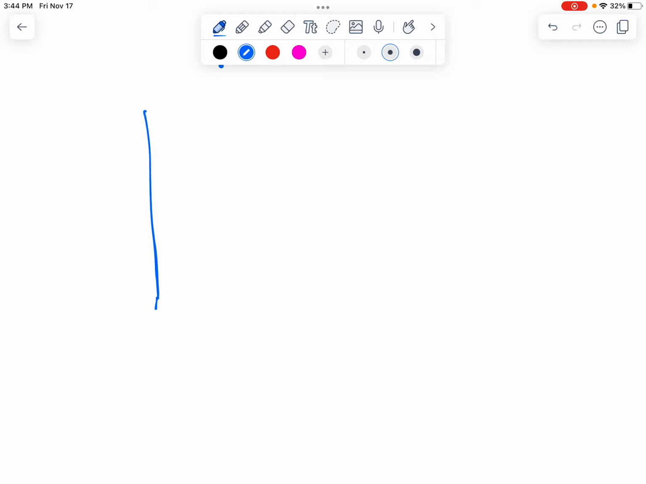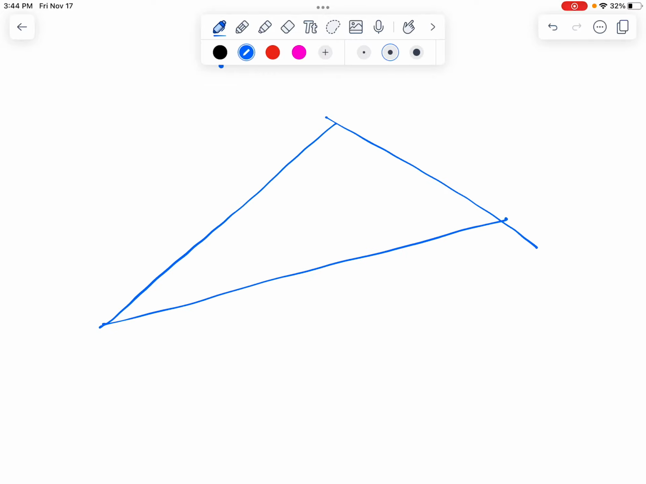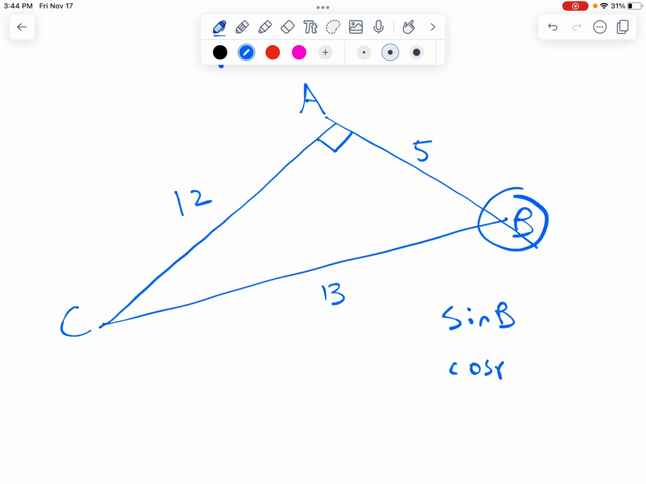Okay, so we got this triangle. Actually, let's draw it out kind of like this. So let's say this is 12, this is 5, and this is 13, and we're going to call this A, B, C. And the question here is asking for sine, cosine, tangent of, let's choose B for fun. So sine B, cosine B, tangent B.